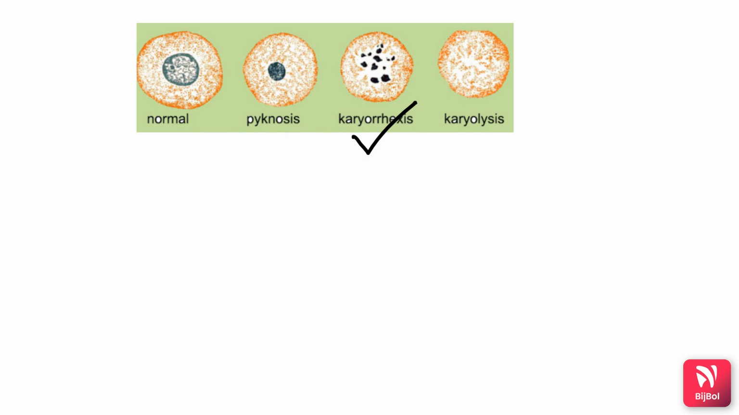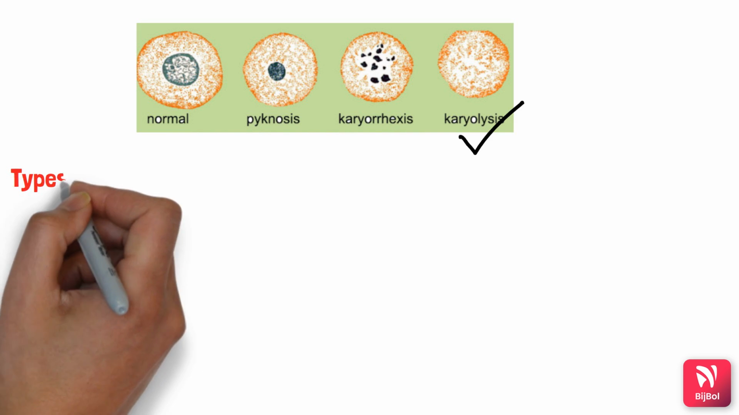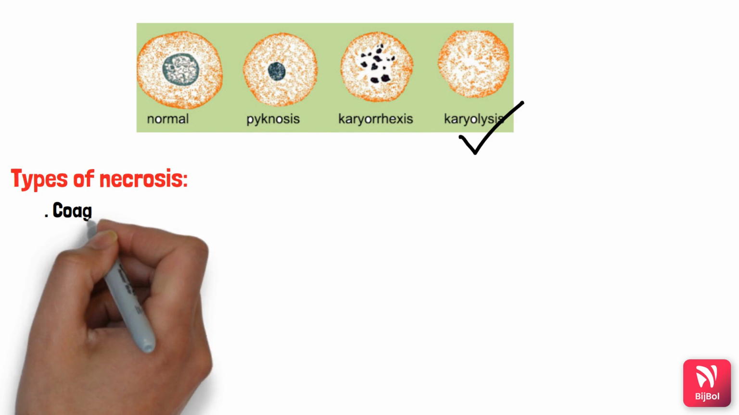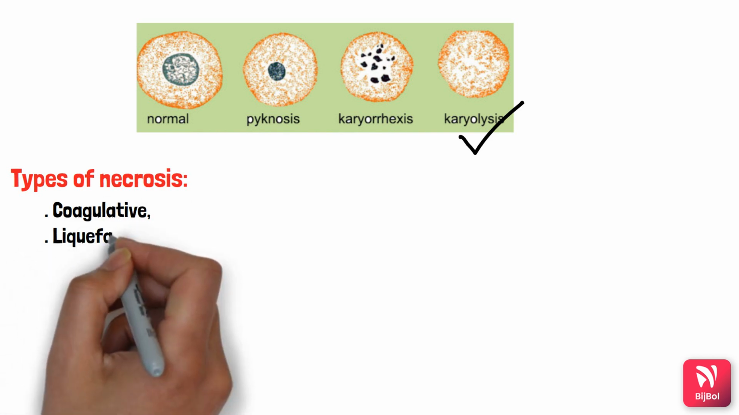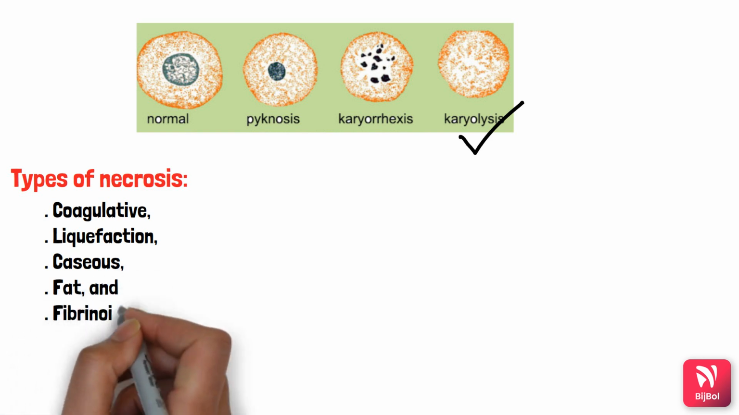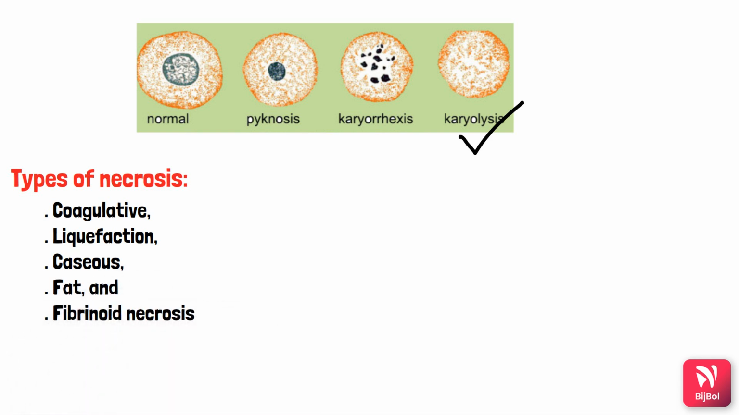And then the third pattern is karyolysis, wherein there is lysis of the nucleus, that is, the basophilia of the chromatin will fade off. So these are the 3 types, pycnosis, karyorrhexis and karyolysis, which are the nuclear changes seen in a cell with necrosis. And there are different types of necrosis that can occur in different cells and different reactions, like coagulative necrosis, liquefaction necrosis, caseous necrosis, fat necrosis and fibrinoid necrosis. Now let's see about each type of necrosis in detail.